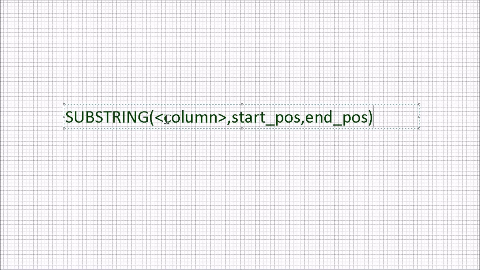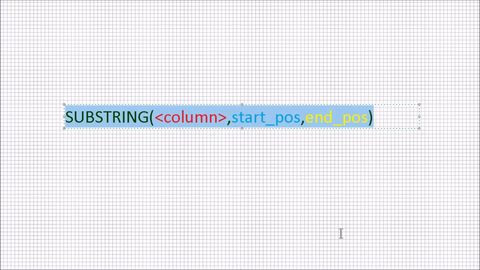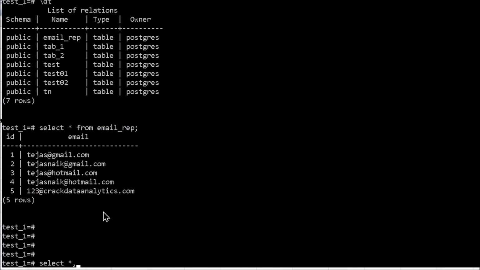For substring to work, we need 3 arguments, that is the string that needs to be cut, the starting position of the substring and the end position of the substring. So we will try to pull that information by using the length function, and since I am using PostgreSQL, I'll make use of the position function to pull the position of @. We'll see how that works later in the video.